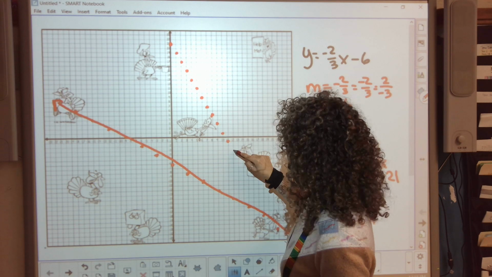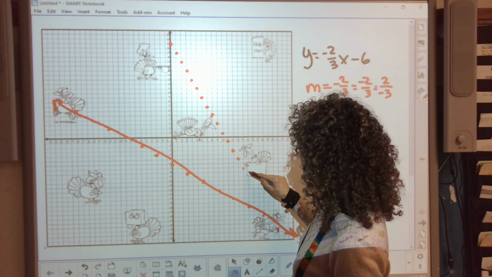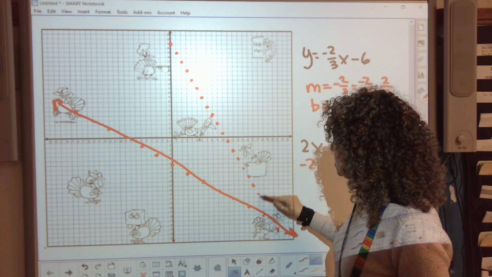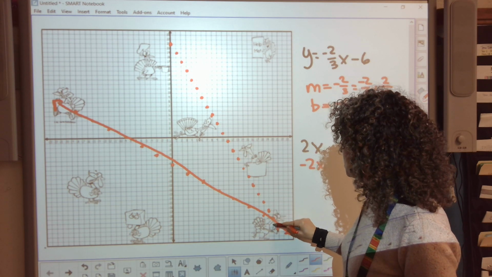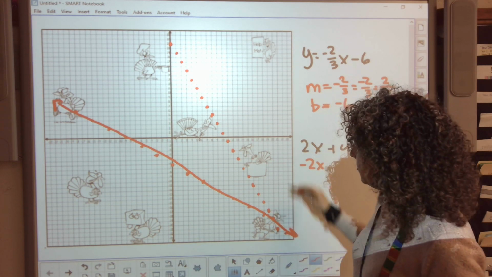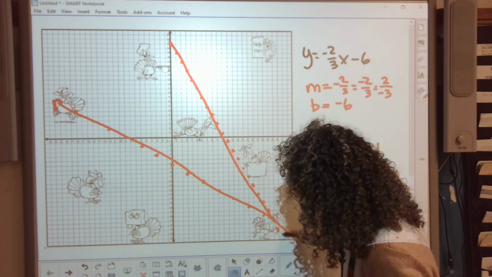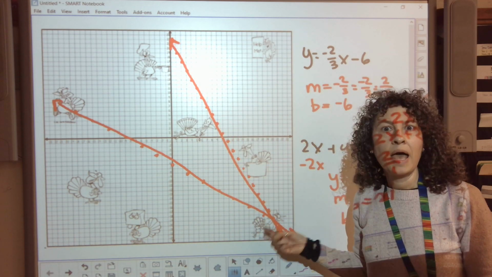And there we go. Again, it looks like it's going through the pot of this turkey, but I'm not looking for which turkey it goes through. Down 2 over 1, down 2 over 1, down 2 over 1, down 2 over 1. There we go. Those two run into each other. So these two are meeting up over here at this turkey.